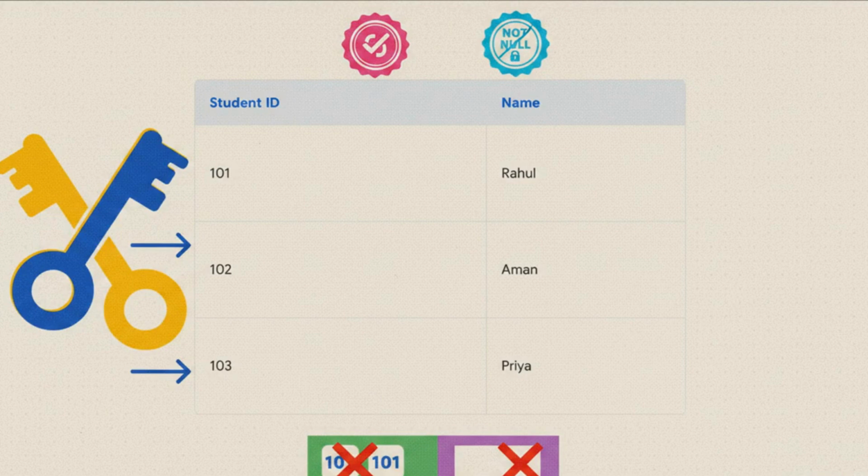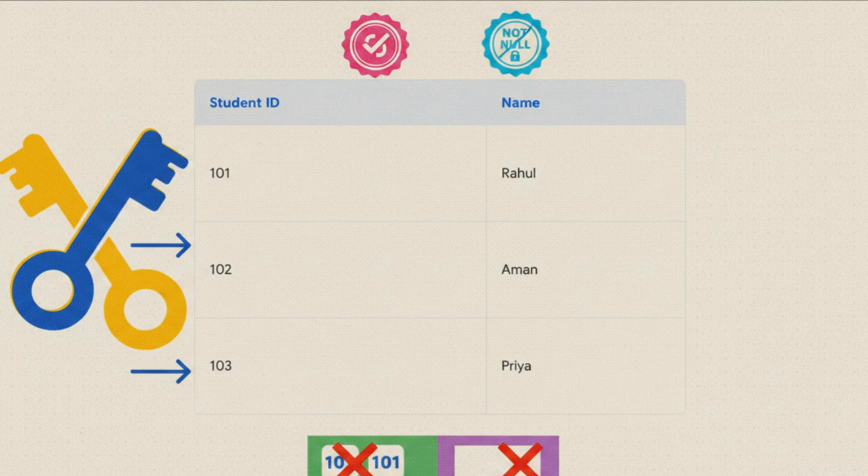Think about a basic table with student ID and name. Rahul is 101, Aman is 102, Priya is 103. That student ID acts as our primary key. It's used to uniquely identify each individual record, and it comes with two golden, unbreakable rules.